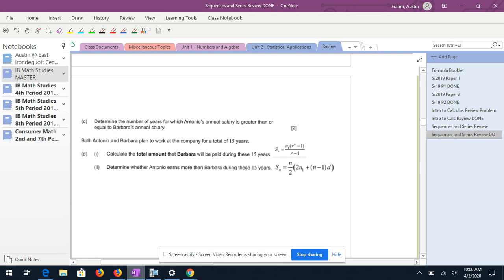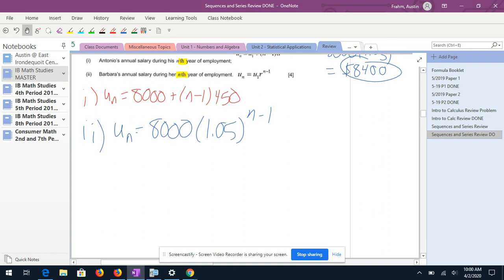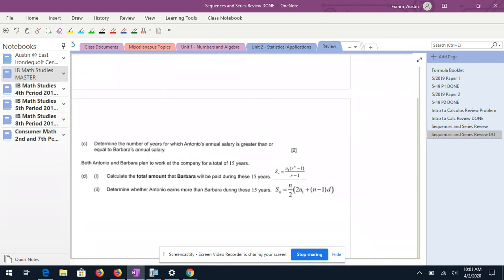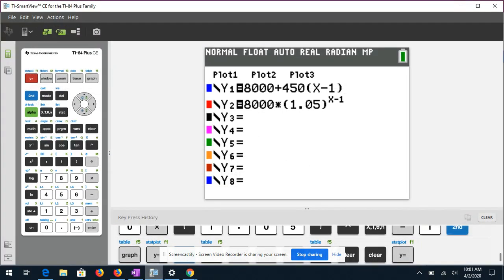For part C of question number 2, they want us to determine the number of years for which Antonio's annual salary is greater than or equal to Barbara's annual salary. So we're going to use our calculators here. And what we can do is use our equations from part B and plug them into y equals on our calculator, like this. So I put Antonio's annual salary calculation into y1, and I put Barbara's into y2.